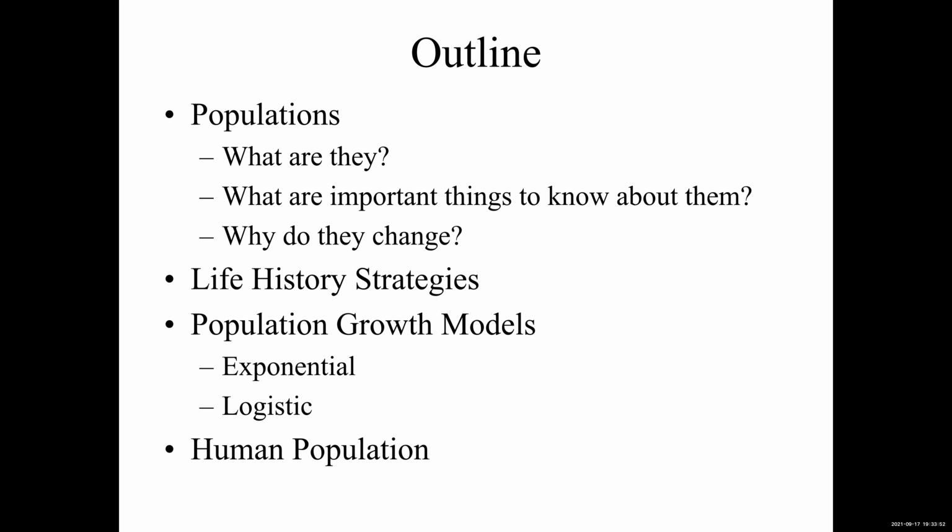The reason why that happens has to do with the interaction between the organism's life history strategy and its environment. So the life history strategy is sort of how does it go about surviving, growing, and reproducing over the course of its life? Does it have a short lifespan versus a long lifespan? Does it have a lot of offspring at once or only one at a time?